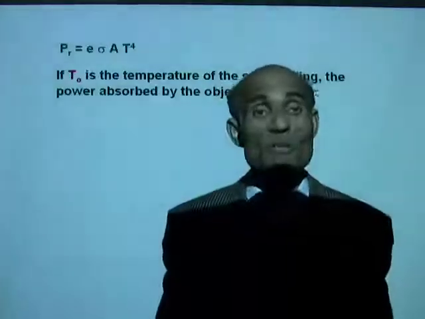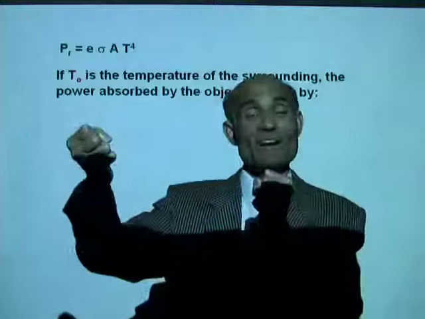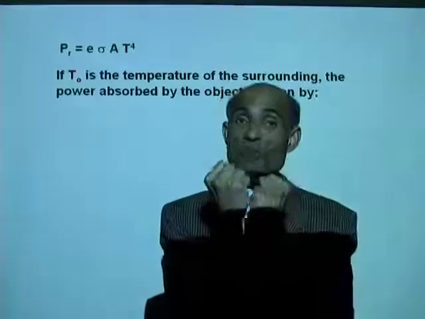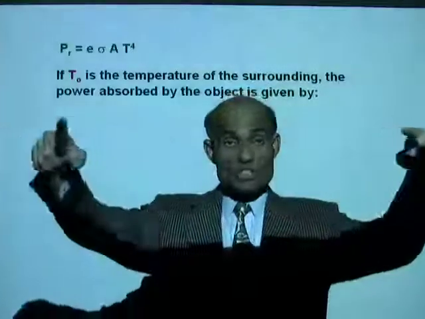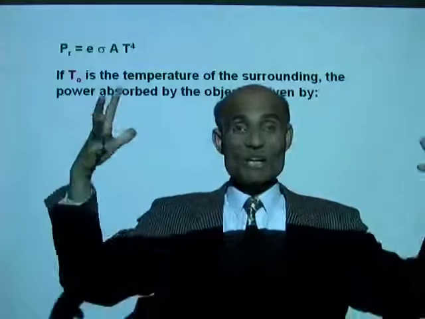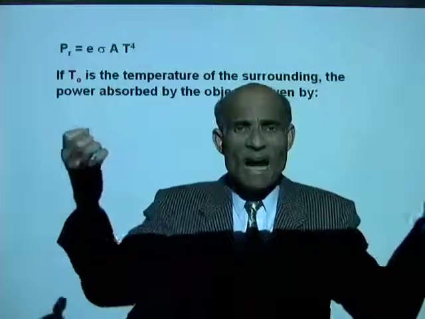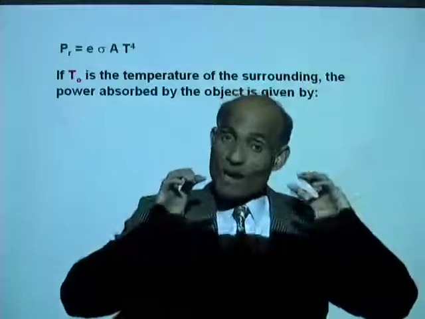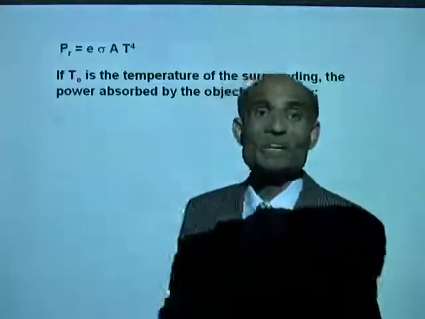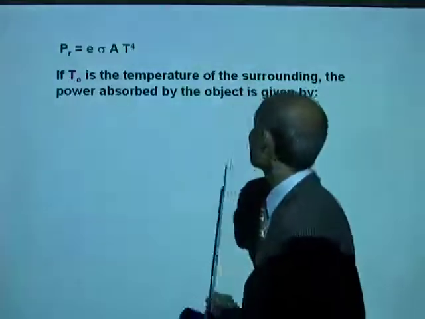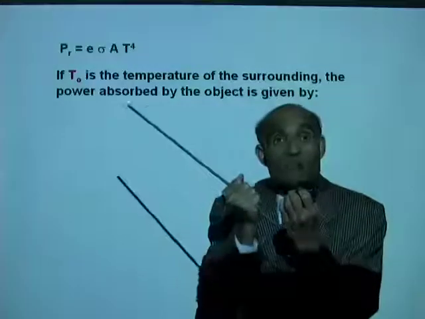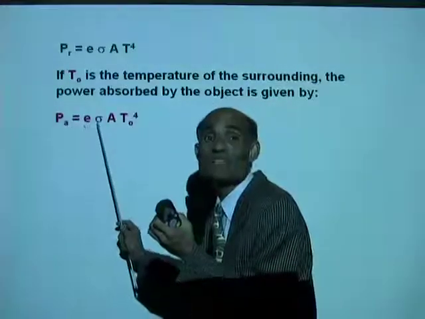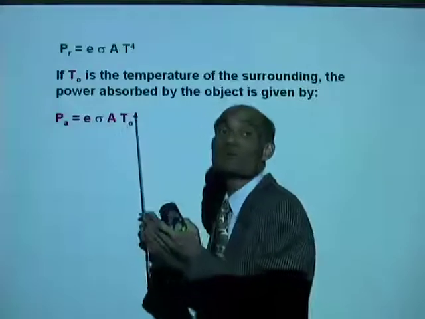Now, this is a measure of the amount radiated by the object. At the same time, the object also absorbs energy. The amount of energy absorbed by an object depends on the temperature of the surroundings. You see, if I stand in a very warm room, I will be absorbing energy. If I stand in a very cold room, I will be radiating energy to the surroundings. So if T0 is the temperature of the surroundings, then the power absorbed by the object is given by PA equal to E sigma A T0 to the power of 4.